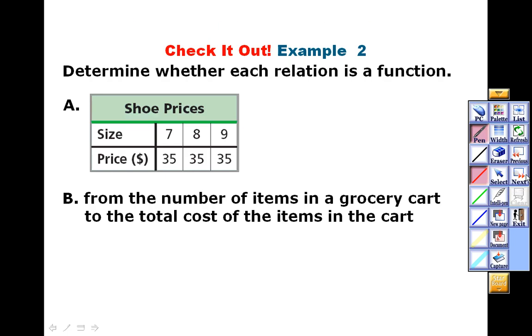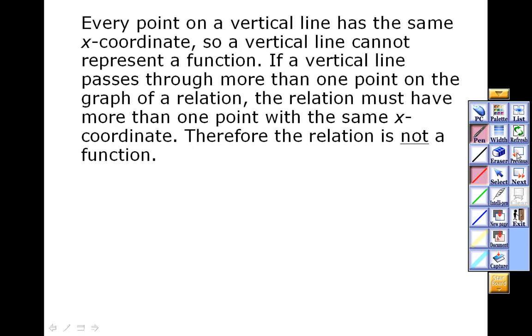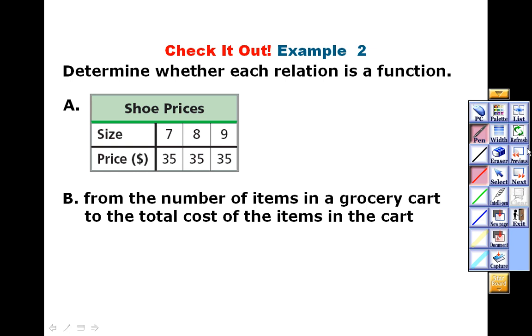So let's check this out. Determine whether each relation is a function. So we have shoe prices. We have sizes of shoes, 7, 8, and 9. And the prices are 35, 35, and 35. Is this a relation or a function? As it turns out, this is a function because each input value only has one output value. So yes, it is.